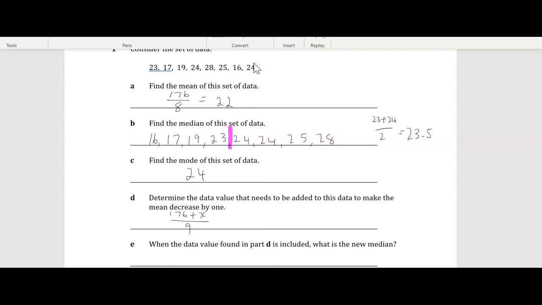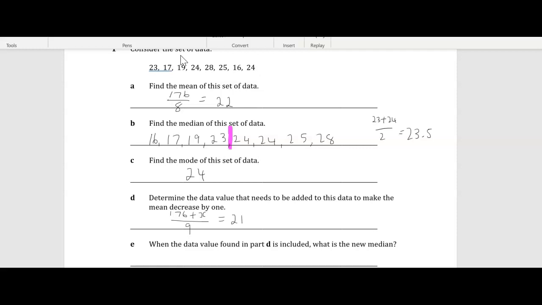So we had 8 before, and remember we're going to add a value, so that our value is x, and we've got now 9. So we've gone from 8 to 9 values, and we want our mean to decrease by 1. So it's not going to be 22 anymore, it's going to be 21. And then we just need to solve for x.